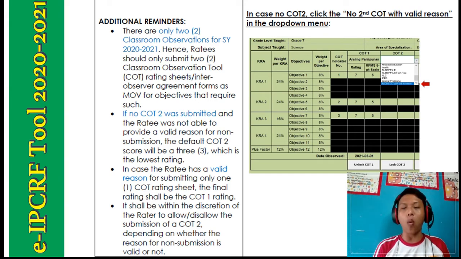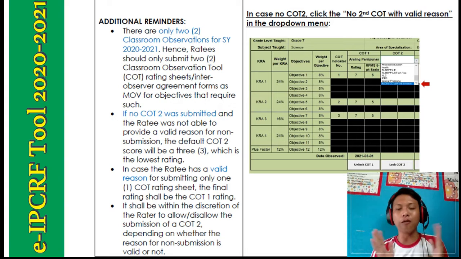objectives that require such. If no COT was submitted and the ratee was not able to provide a valid reason for non-submission, the default CO2 score will be a 3, which is the lowest rating. Kasi sa COT natin, lowest rating natin ay 3. So default yan ay 3 kung walang COT na nasubmit ng teacher.